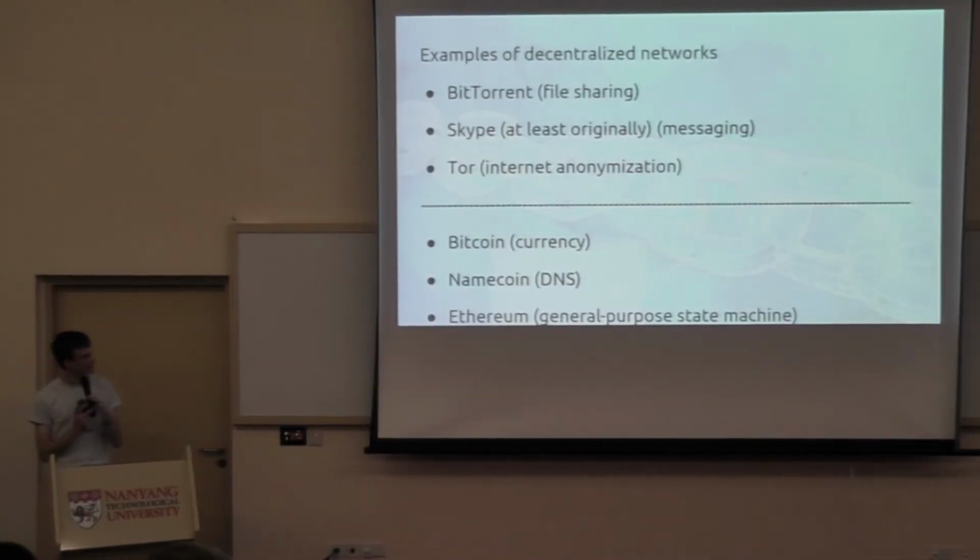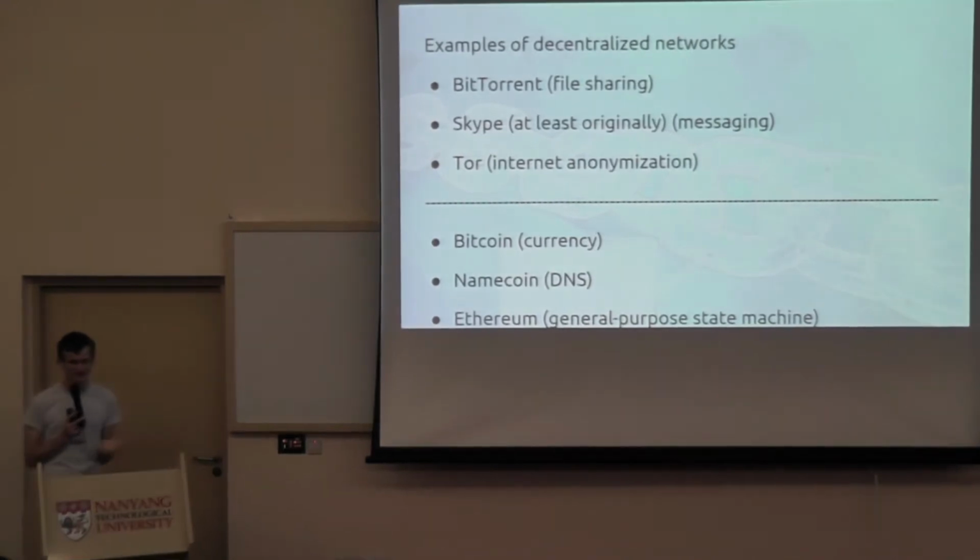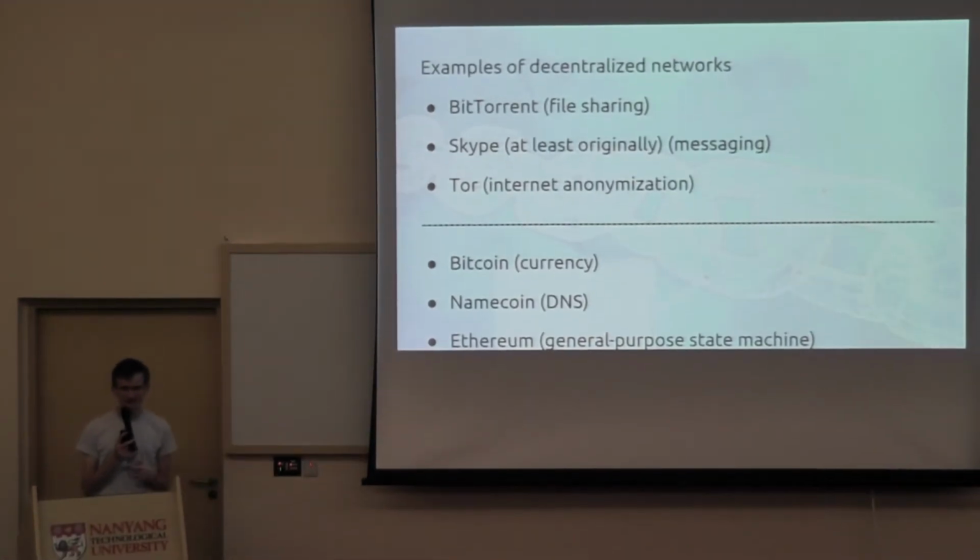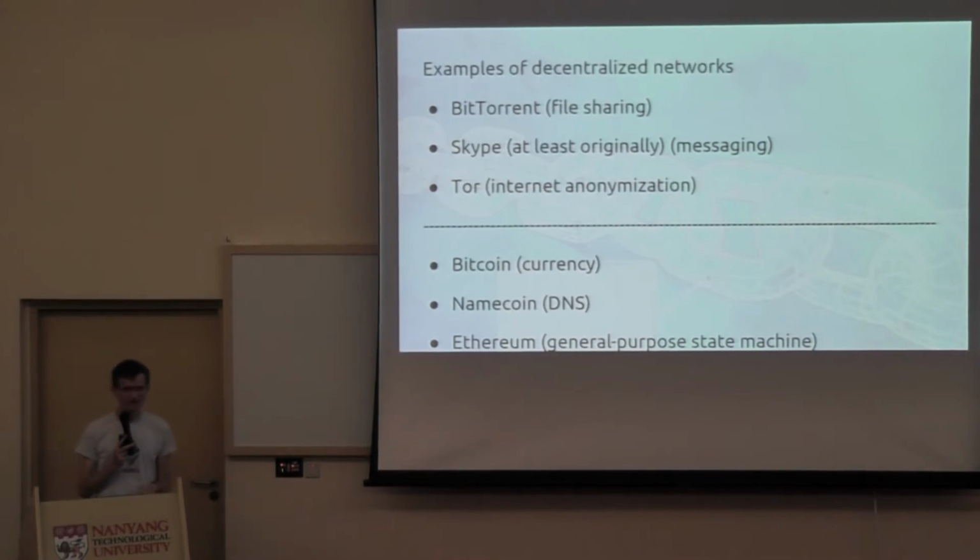First of all, decentralized networks have existed for a long time. Even the internet itself can be viewed as a kind of decentralized network. Even things like email can be viewed as partially decentralized networks. And we've also had fully decentralized networks. So, for example, BitTorrent for file sharing. Who here has used BitTorrent to download any kind of file? Quite a few people.